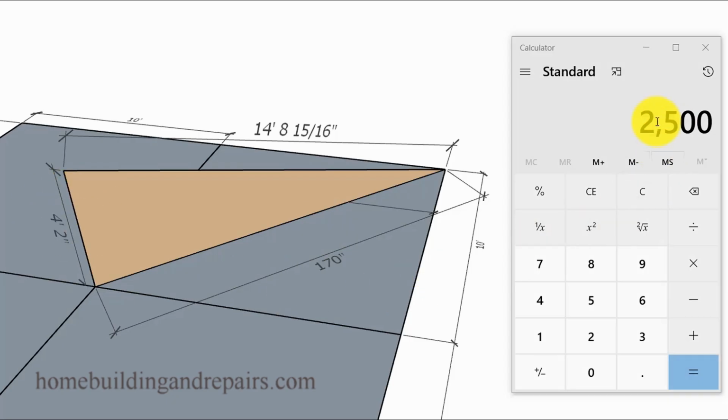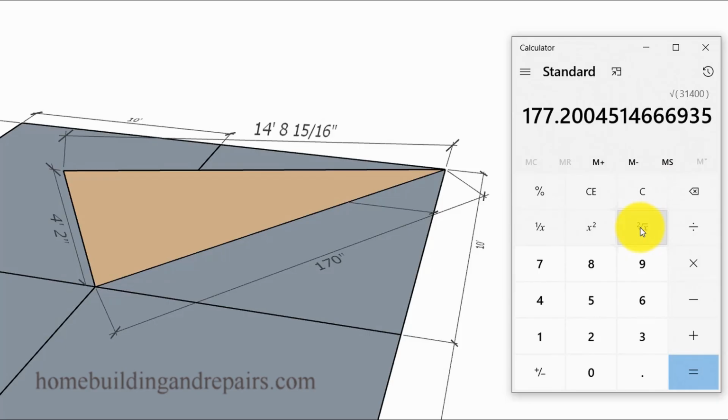The next step will be to add the two numbers together. 2,500 plus 28,900 equals 31,400. And we're simply just going to get the square root of that number, 177.2. So it's 177 inches because we did all of our calculations in inches. So we need to convert this to feet. And one way to do that would be to divide it by 12. But this could create a kind of confusing situation because now you have to use this number. This isn't 7 inches. This number actually represents 9.2 inches.